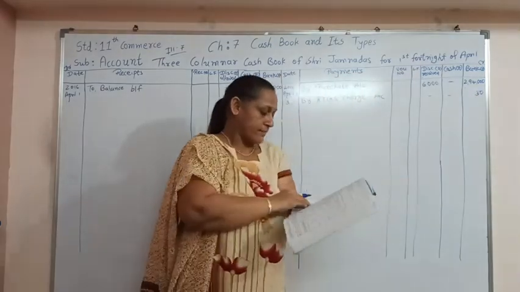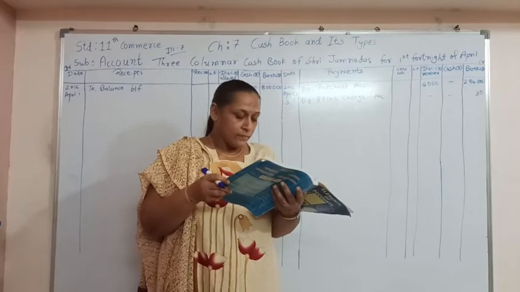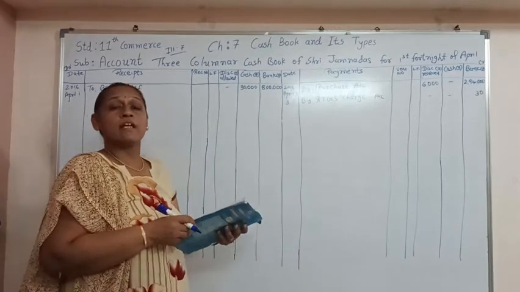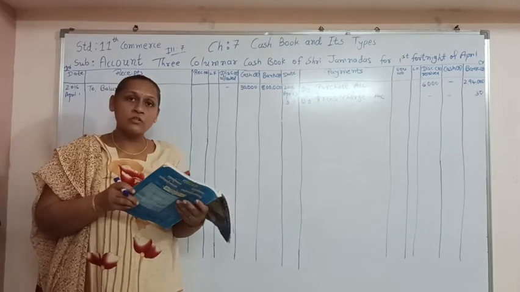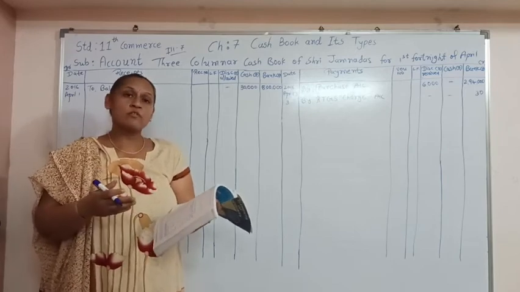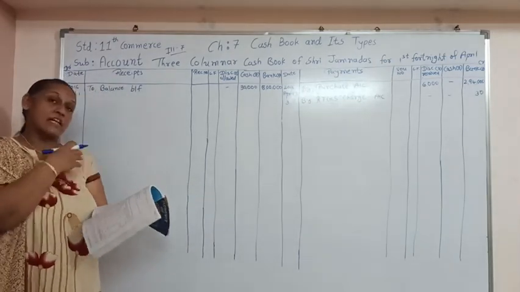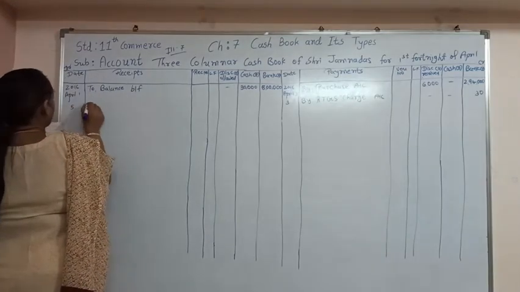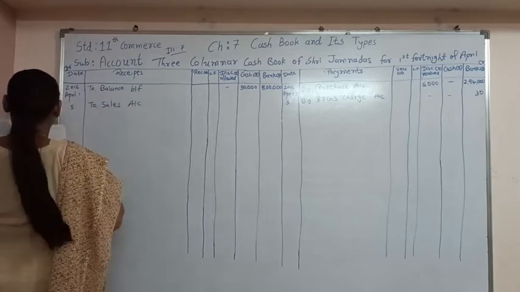Okay, now next, on 5th, goods of rupees 1 lakh sold to Rajesh. He has sent the amount through NEFT. Bank has credited the amount. So here we have sold the goods and received money through NEFT. For that, charges we are not going to pay. Those charges will be paid by the sender. So Rajesh is the one who is going to pay the NEFT charges. Only the amount which is received by us is going to be debited in our cash book. On 5th, to sales account, and that will be 1 lakh rupees.